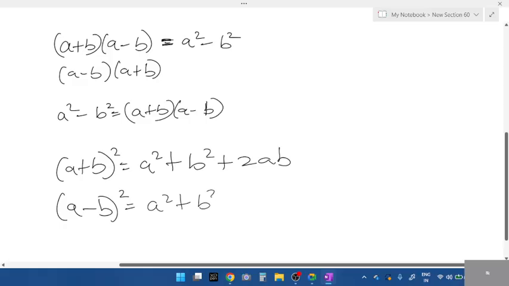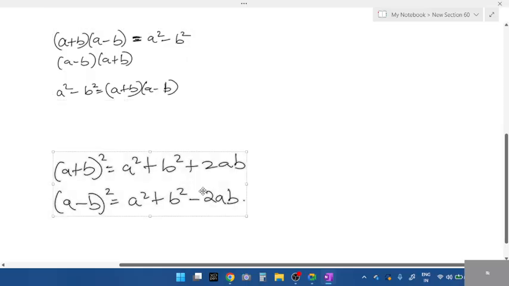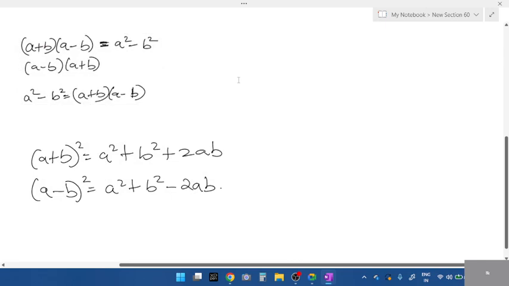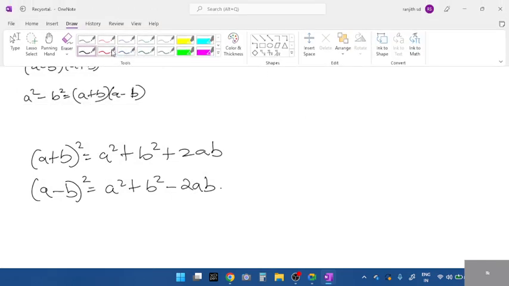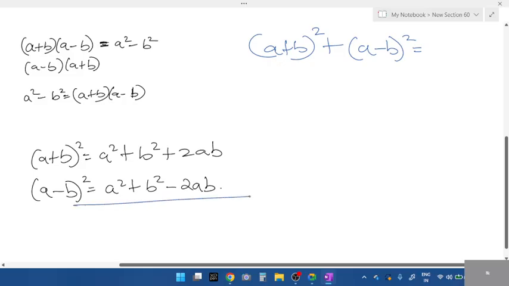A minus b the whole square is a square plus b square minus 2ab. See, this is one pair, this is another pair. Next, what if I add both together? A plus b the whole square plus a minus b the whole square, students. If I add, what do I get? Look here, these two get cancelled. What is a square plus a square?